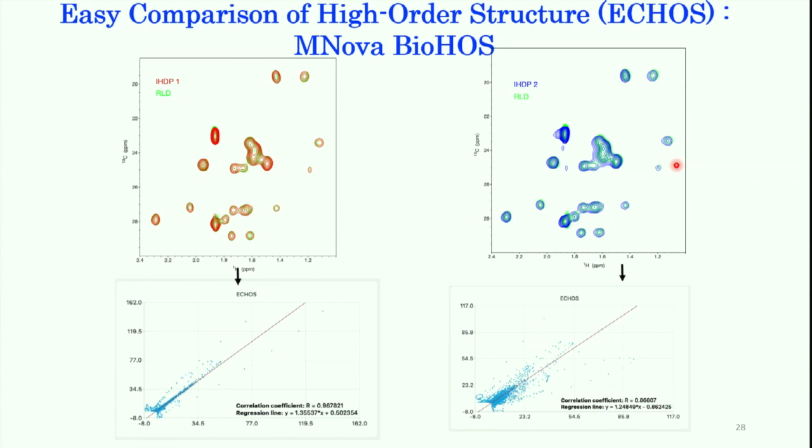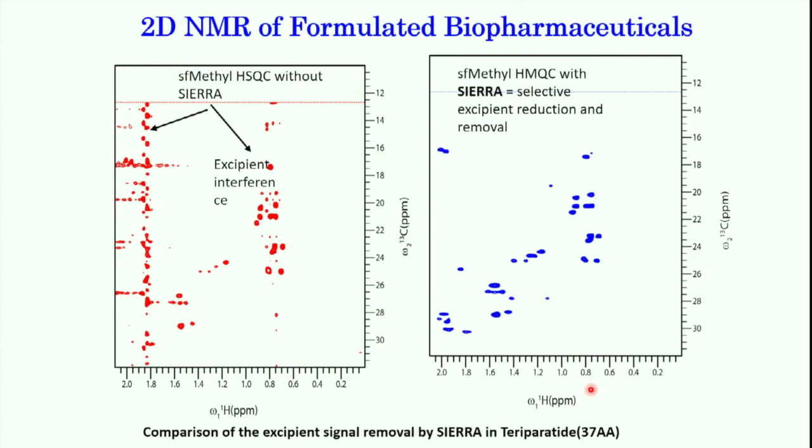Or you can do this BioHOS echoes developed by Bruker and Mestrenova. One can see if the two products are matching very well, you have a nice correlation coefficient. If they are not matching so well, you can have a slightly compromised correlation coefficient. So all those are done. We can show the similarity of the product with the reference product in a very coherent manner. In a statistically significant, robust manner, one can establish it.